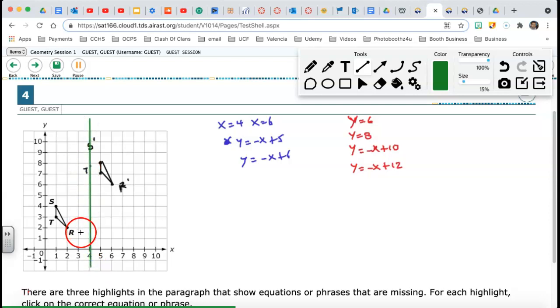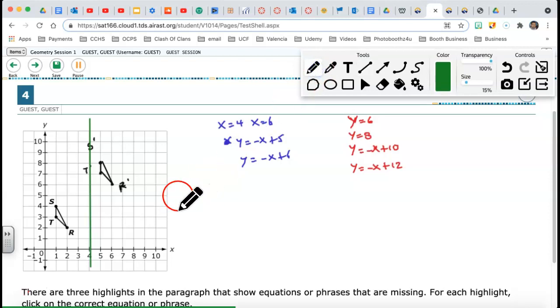That's my first reflection. So if I make a reflection across this line, my reflection is going to be here. So 1, 2, this is going to be R, this is going to be T, and this is going to be S.